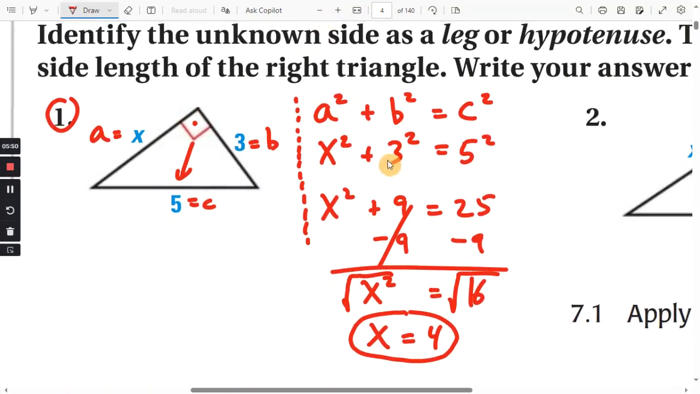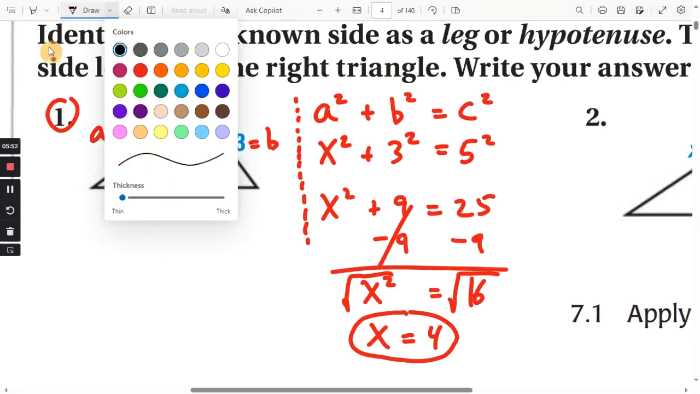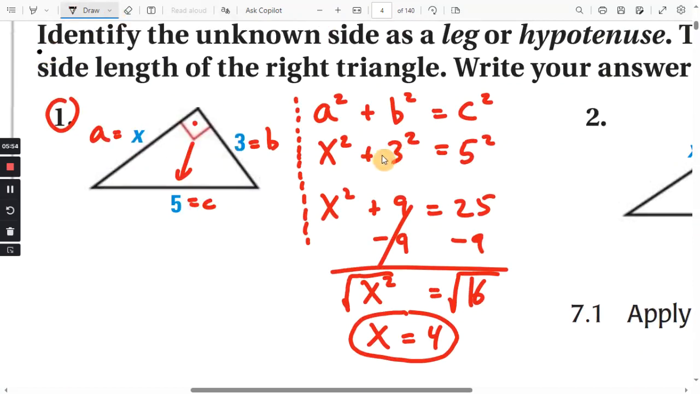If you wanted to do the shortcut, in my opinion, if you kept it, instead of positive 3 squared, you would do negative 3 squared on both sides. It would cancel here. And then you take the square root of x squared and the square root of 5 squared minus 3 squared. You could let the calculator do the work.